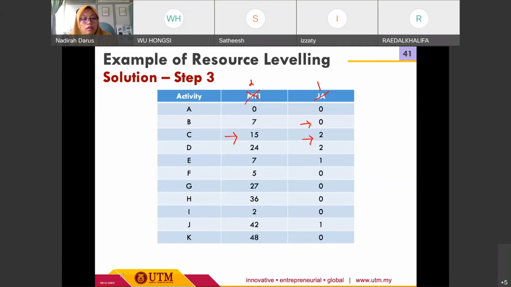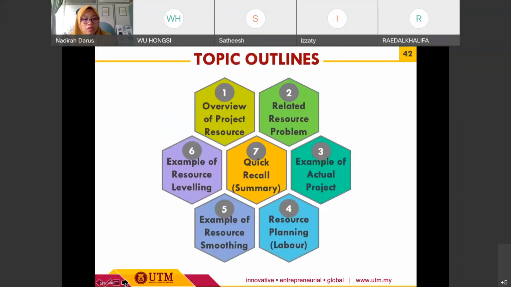Okay. So you may try to look back at this sample question and try to understand and differentiate both resource smoothing and resource leveling. So I think that's all for the example in the sample question.